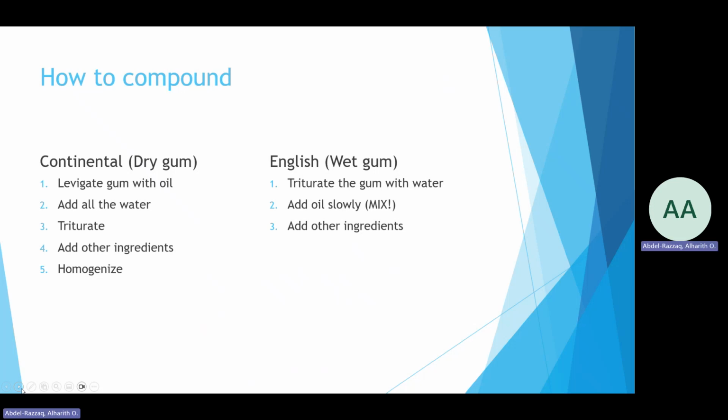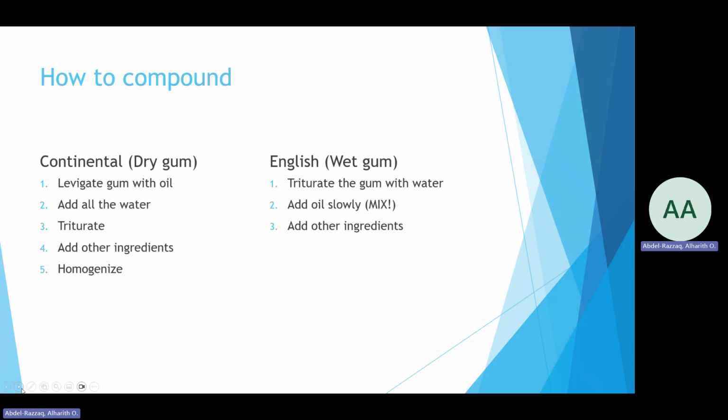When you get to our English or wet gum method, we have our trituration with gum and water to form a mucus type substance. Then we're going to add oil very slowly while we're mixing, and make sure that you guys are mixing very thoroughly. Don't go easy on these mixtures because we really want the oil to be throughout the entire emulsion by the end of this. And then we're going to add all of our other ingredients the same way that we did in the continental or dry gum method, mixing and dissolving them in the solution.